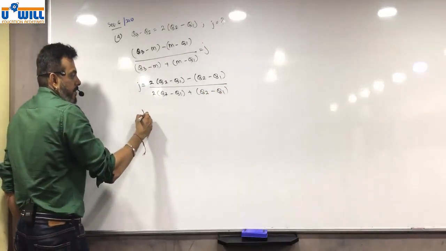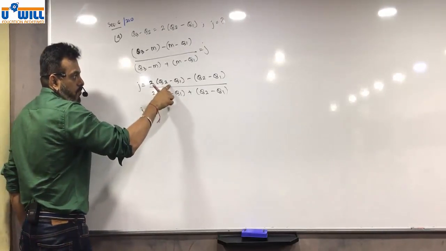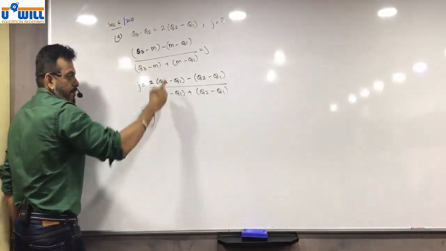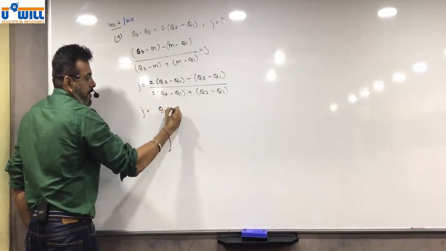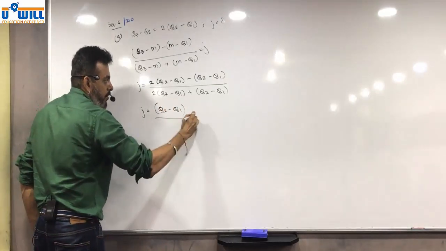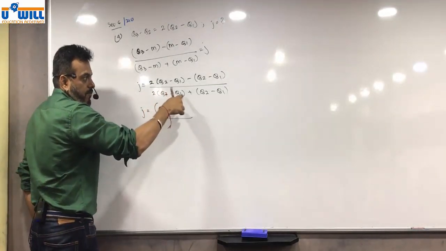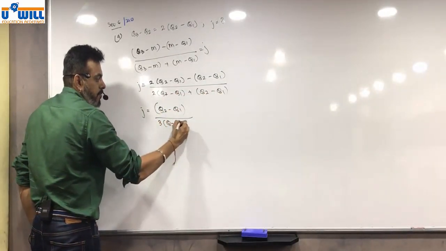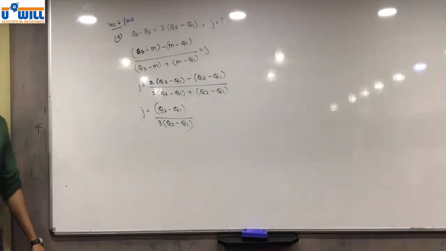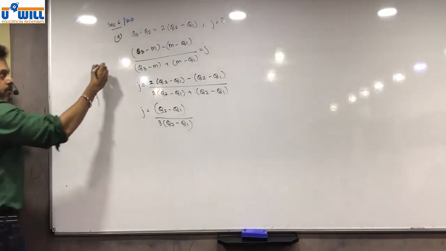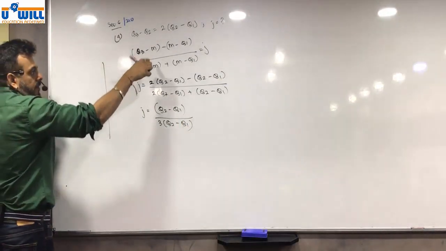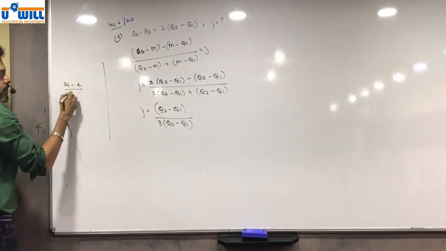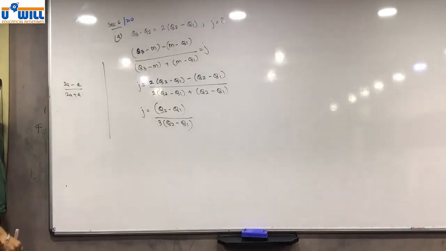Very simple. J is equal to 2 Q2 minus Q1 and this single Q2 minus Q1, so this will be subtracted from it. So it will be Q2 minus Q1 upon 2 Q2 minus Q1 plus Q2 minus Q1. So it will be 3 Q2 minus Q1. Understood? Parallelly I'll do it over here. Say for example, this is A.